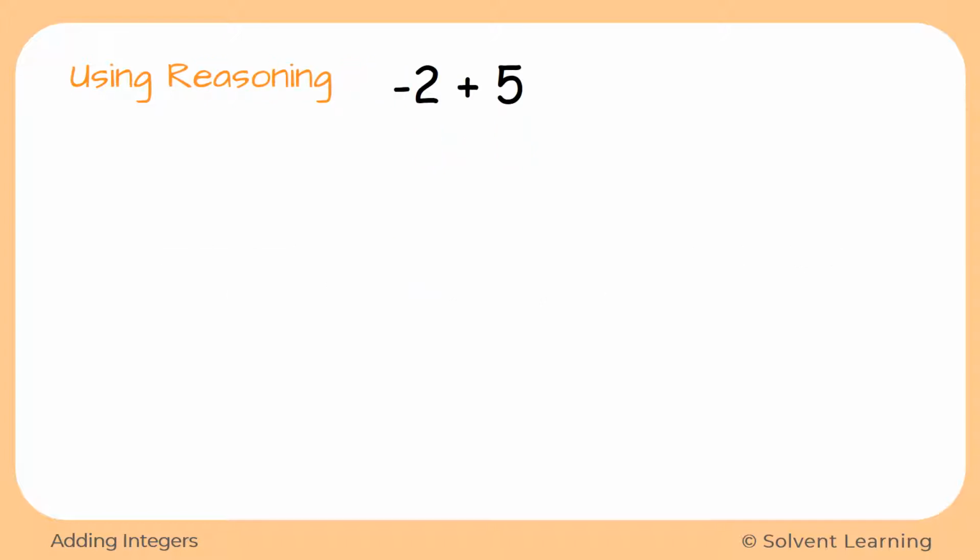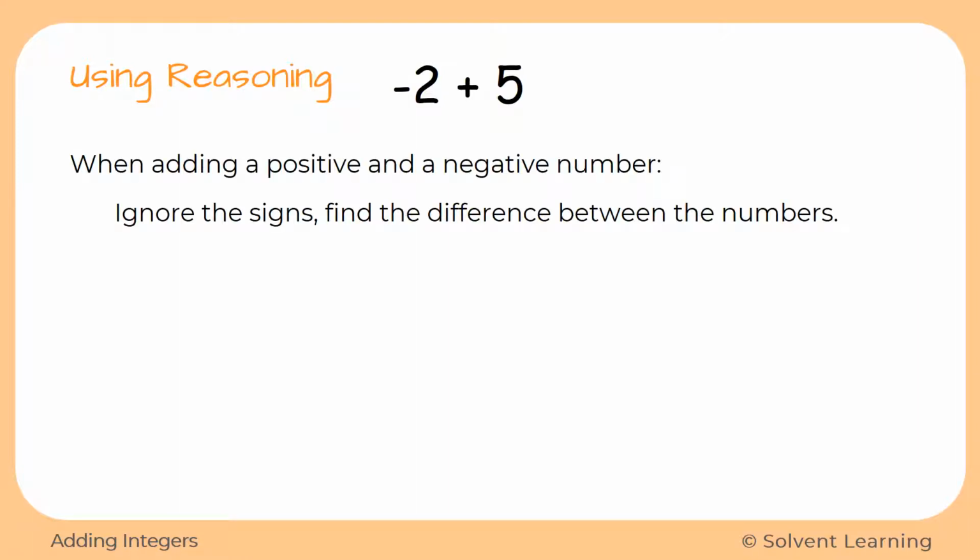The third way is just by using reasoning, which means that you're going to think your way through the problem rather than using tools like counters or number lines. So one way that you can think your way through this problem is to first just look at the numbers and ignore their signs. So we're not worried about whether the numbers are positive and negative yet. So we'll just look at the 2 and the 5. Don't worry about the negative and the plus sign. And we want to find the difference between those two numbers. So the difference between 2 and 5 is 3.